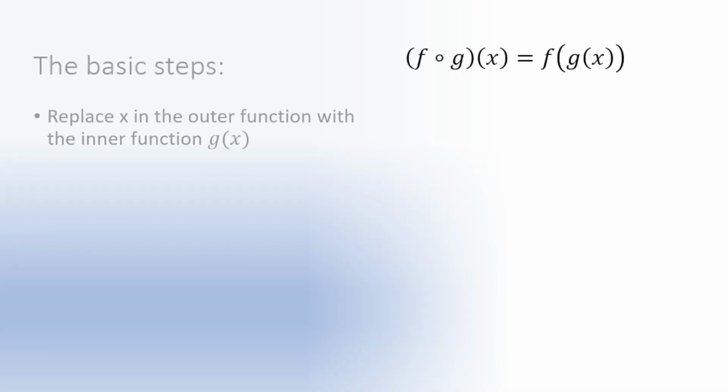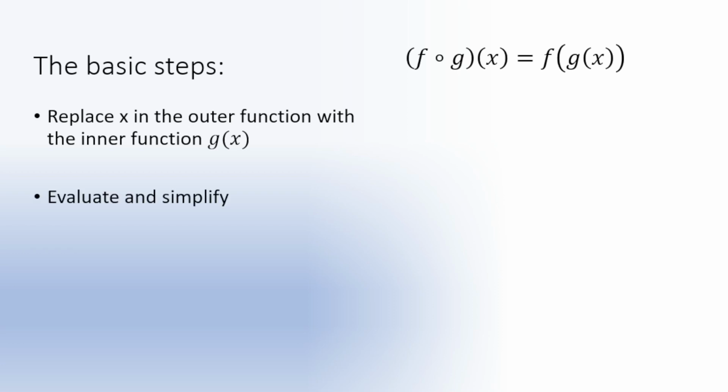First of all, let's take a look at the basic steps for finding the composition of functions. First, we want to replace x in the outer function with the inner function g of x. And then from there, we just simply evaluate and simplify. Now, there is quite a bit of algebra involved in doing these steps, but it's not that complicated.